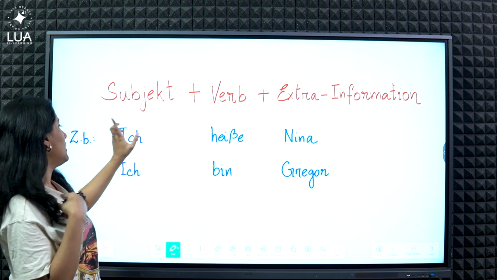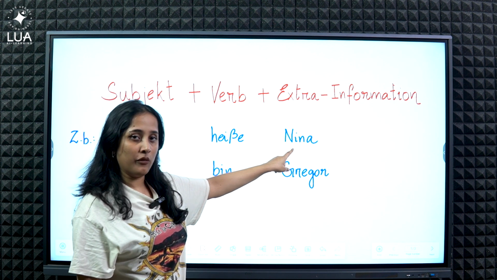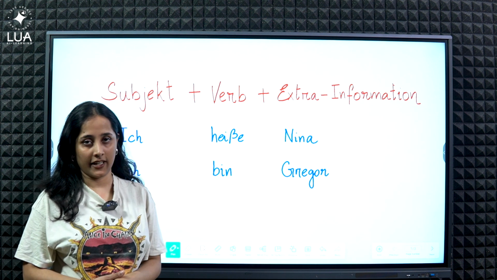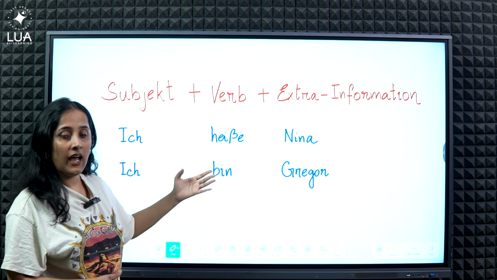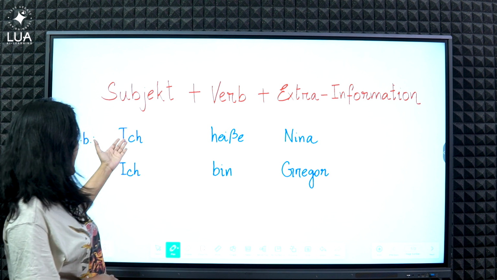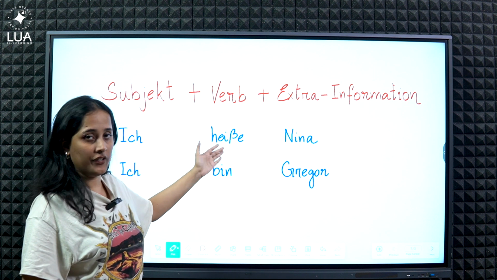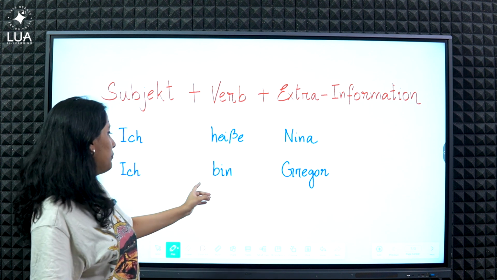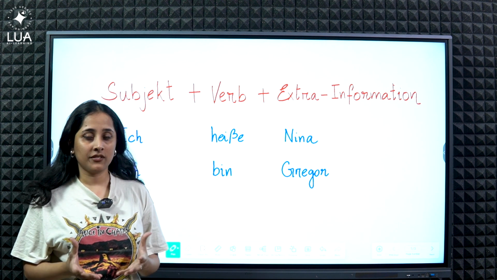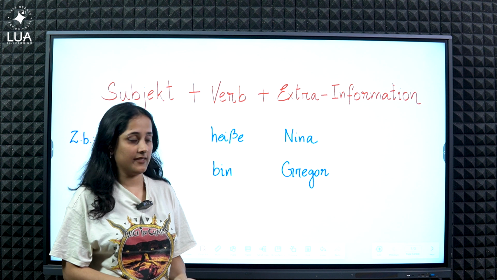So, according to this rule, here is your Subjekt, your verb und the extra information. And according to German grammar, the verb always has to be in the second place. Heiße und bin are the conjugated forms of verbs, and that's why they go in the second place. And the subject, that is our pronouns here, ich, can go on either side of the verb. Ich heiße Nina, ich bin Gregor. And heiße and bin are actually conjugated forms of a verb, but that we will be learning in upcoming lessons.